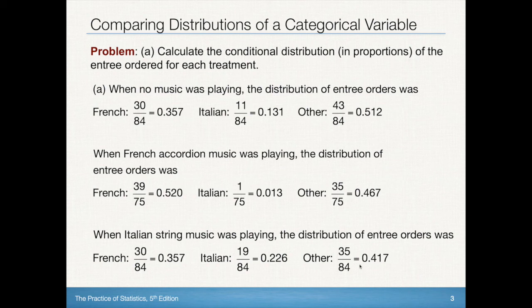So for A, with no music playing, there was a total of 84 entrees ordered, and of those you can see 30 were French, 11 were Italian, and 43 were other. And so we've calculated now our conditional distributions for those. With our French accordion music playing, we have our proportions, and with our Italian string music playing, we have our proportions. The key thing to remember here is that you are isolating the variable of no music, and then you are calculating the proportions as a result, hence the conditional distribution.